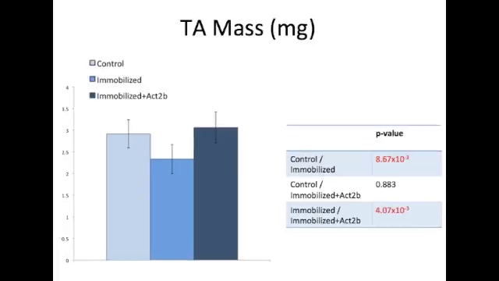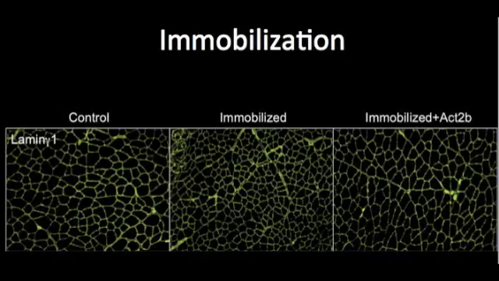This figure shows the mass of the TA in the immobilization phase. As shown in the figure, the TA of the immobilized is significantly lower than both the control and the myostatin-inhibited mice. There's also no significant difference between the control and the immobilized plus ACT2B, suggesting that the myostatin inhibition rescued the atrophy. These images represent the laminin gamma 1 stained fibers of the control, the immobilized, and the immobilized plus ACT2B. There is a visual difference between the immobilized and both the control and the immobilized plus ACT2B fibers.